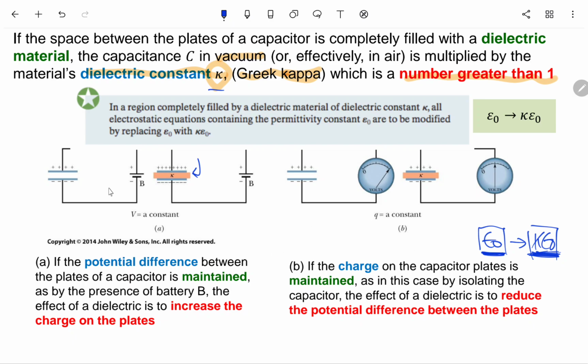Okay, so here let's take a look at these two experiments. The first one is that if the potential difference between the plates of a capacitor is maintained, the potential difference is maintained by the presence of the battery B. The effect of the dielectric is to increase the charge on the plates.